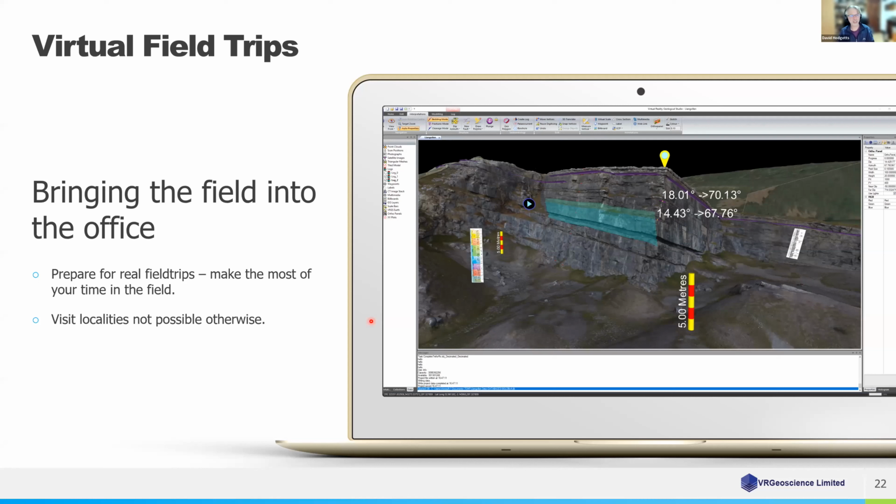So virtual field trips are really about trying to bring the field into the office. So to prepare for real field trips, pre-field trip, post-field trip, but also to visit localities not otherwise possible, which is planetary geology, as well as a lot of the geology that we have around the world.